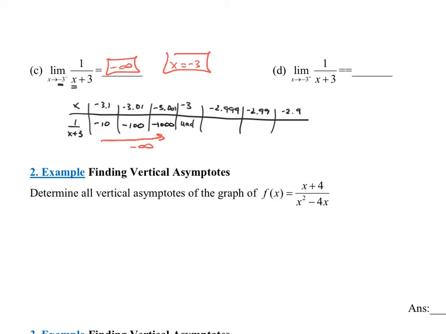Go back to your table. Let's now plug in -2.9. I'm getting 10. -2.99, I'm getting 100. -2.999, I'm getting 1000. So as I approach -3 from the right, it seems my numbers are getting larger and larger, growing without bound towards infinity. So again, just because of that, we could say x equals -3 is a vertical asymptote.